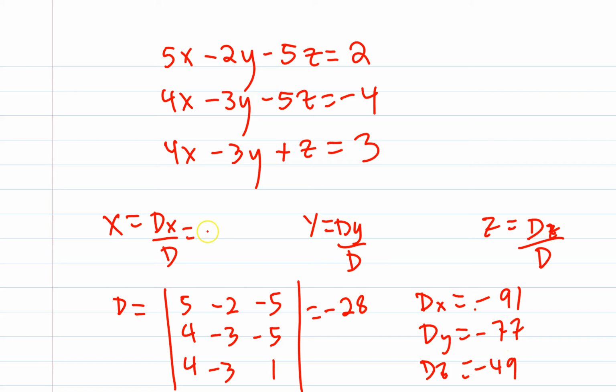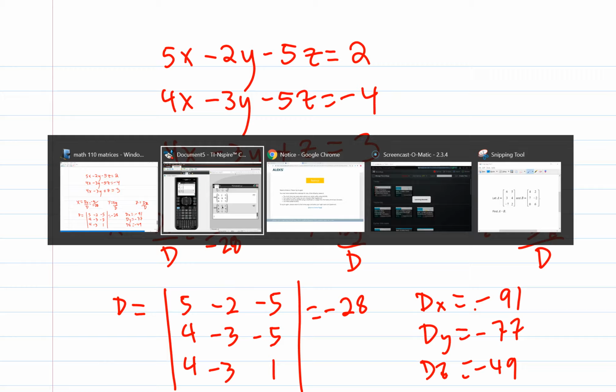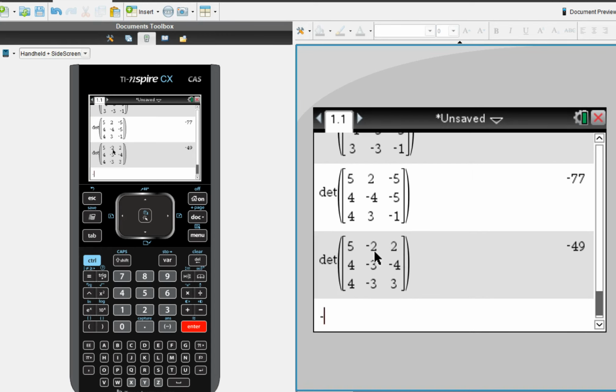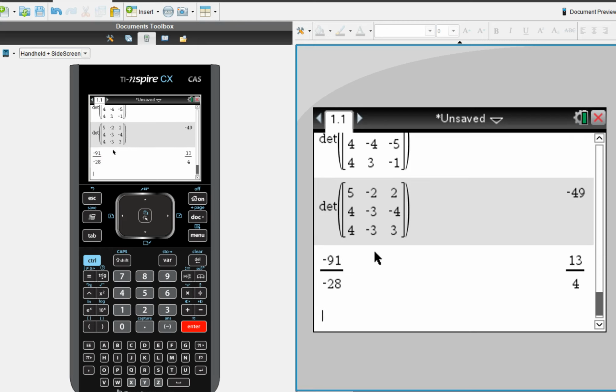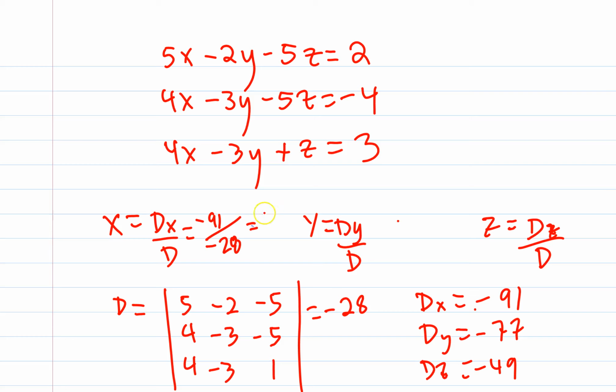So what's our x? Well, it's negative 91 over negative 28. Both divisible by 7, I think, so 13 over 4. How would I get y? Negative 77 over negative 28, both divisible by 7, so 11 over 4. And how would I get z? Negative 49 over negative 28, or 7/4.